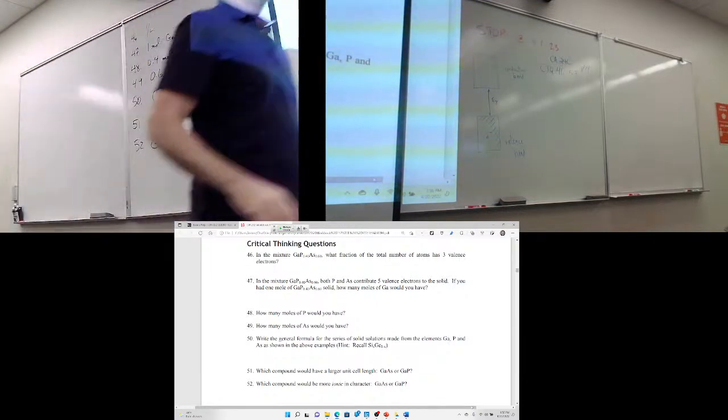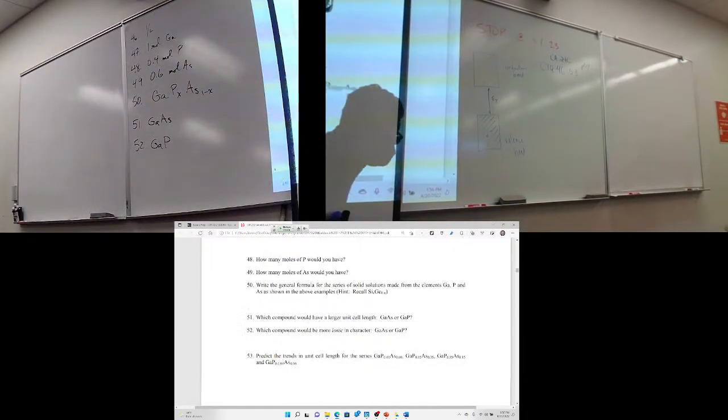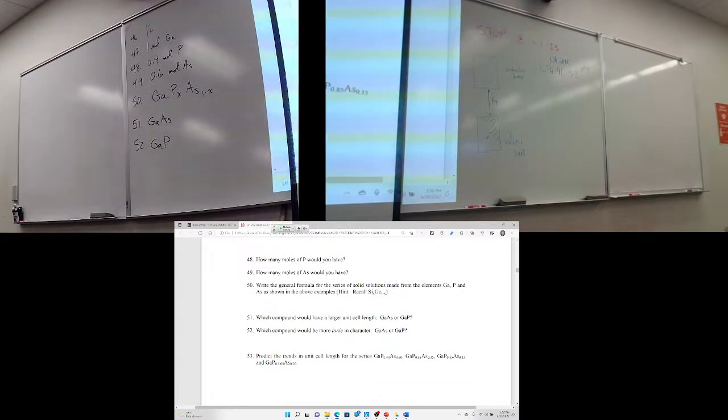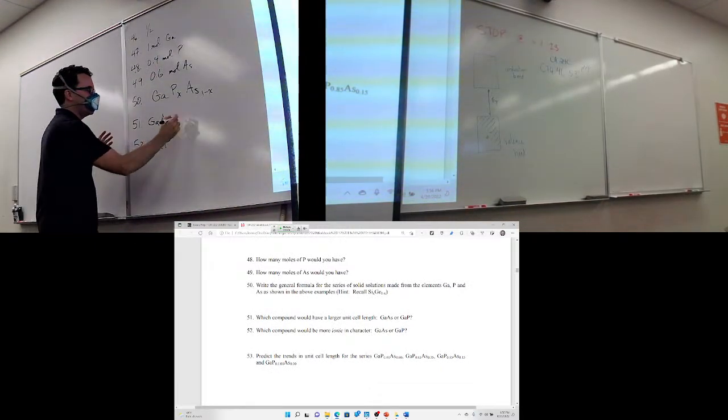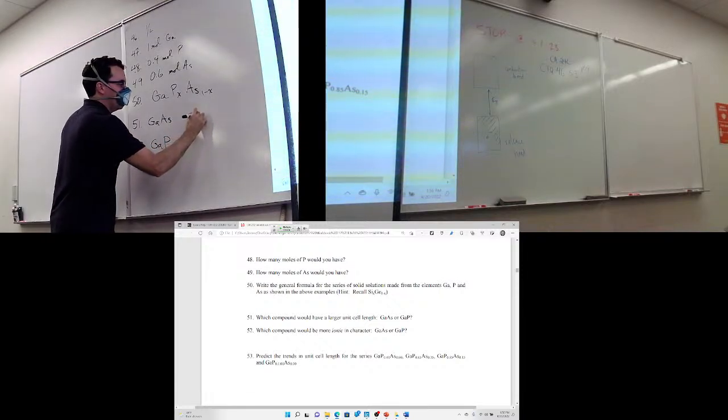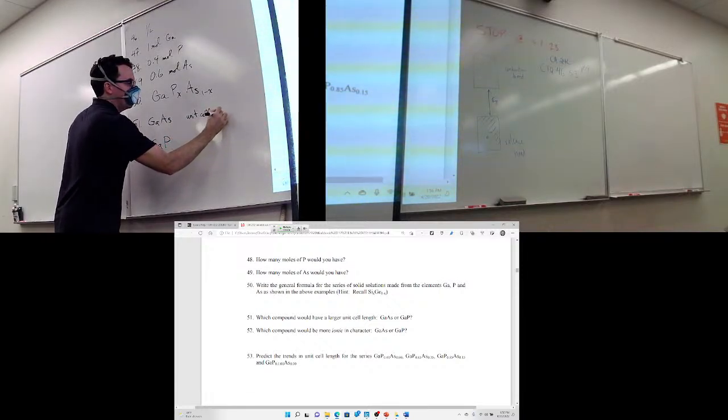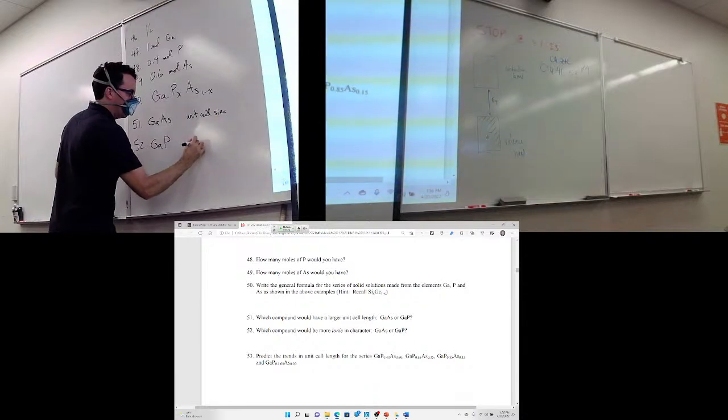So, we've seen these properties already. We saw them in the last section. So what is this? This is unit cell size, and this is ionic character.